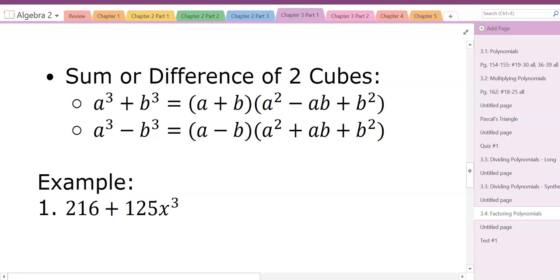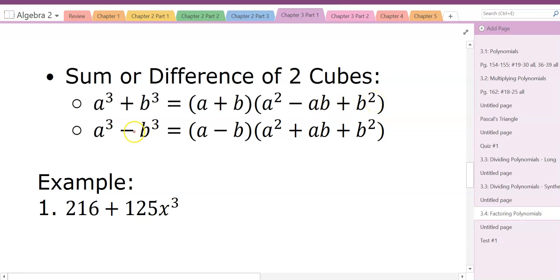So when we talk about the sum or difference of two cubes here, we're talking about two separate quantities that are both raised to the third power, and you're either adding them or you're subtracting them. When you have cases like this, they have special rules that you can follow to factor them. I've got them written out here for you. For the sum, you do your a plus your b, and so that would just be the letter that they're using or the number that's raised to the third power. And then it says a squared minus your a times your b term plus your b squared.